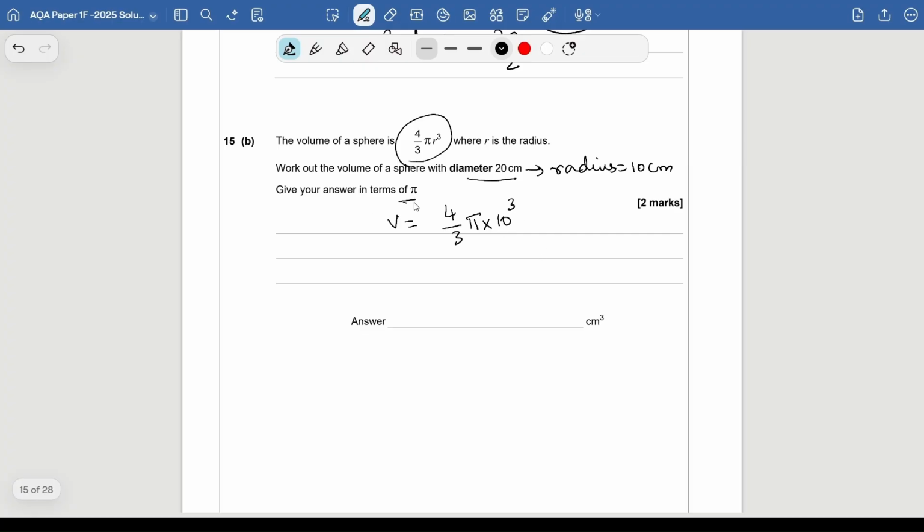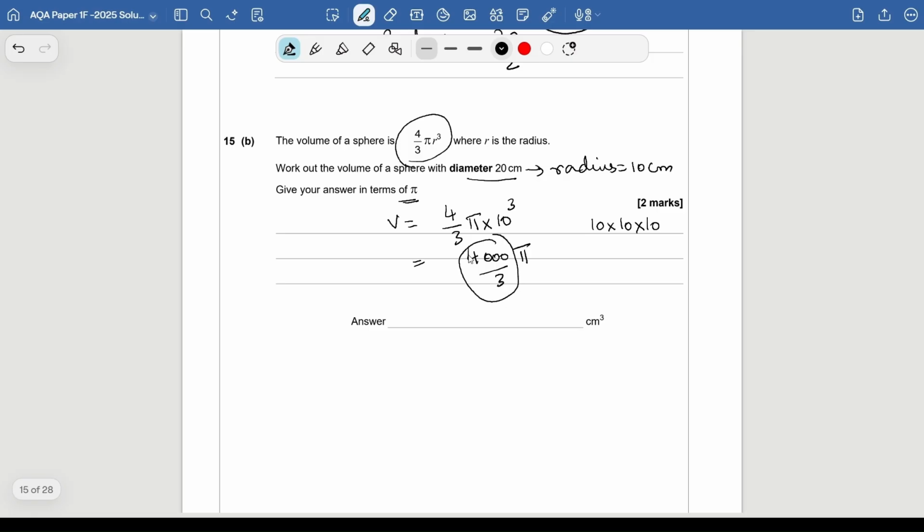It wants the answer in terms of pi, so let's keep the pi the way it is, and this will be 4/3 times 10 cubed. So 10 times 10 times 10 is 1000. So 4/3 times 1000 pi, or this is 4000 over 3, so this can be written as 4000 over 3 pi. Well, I can simplify this to get an equivalent decimal.